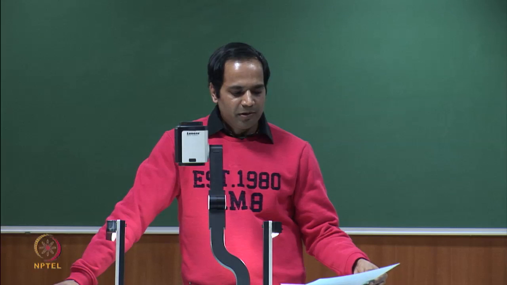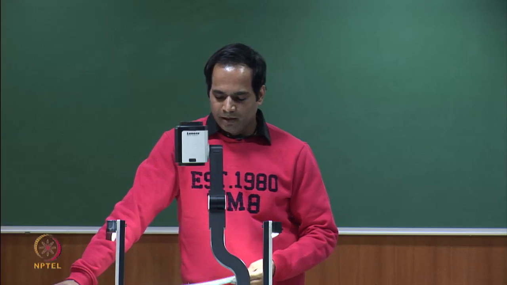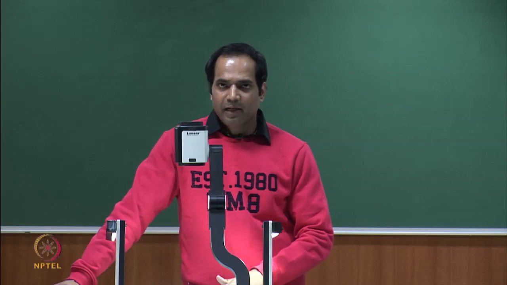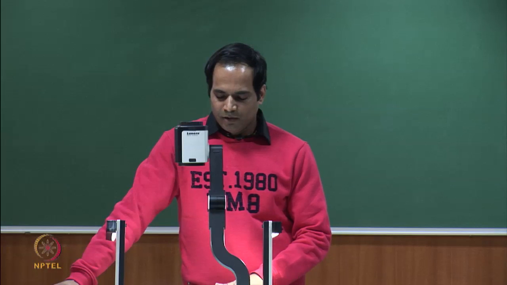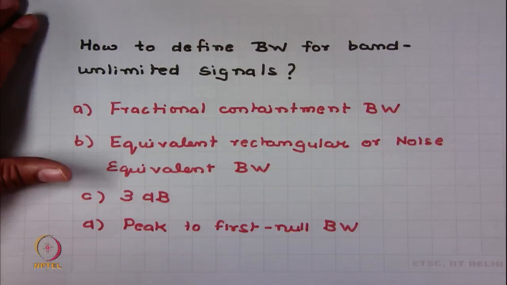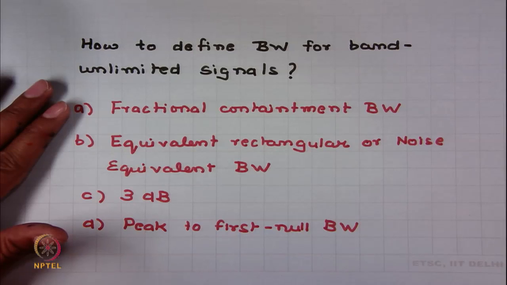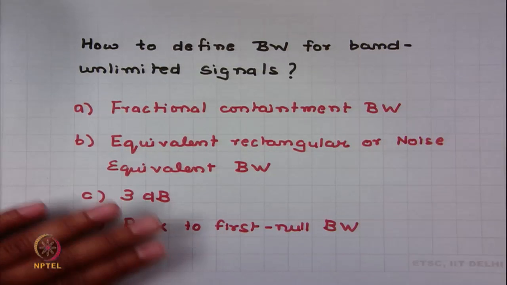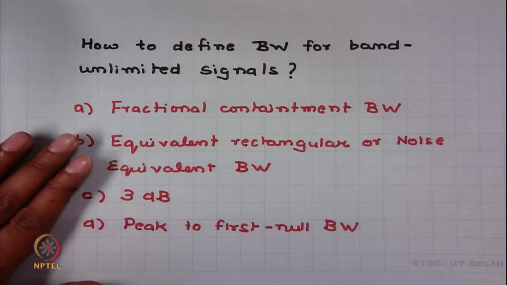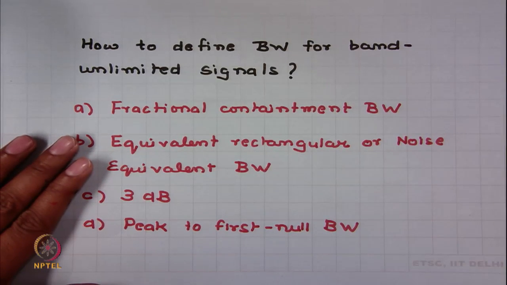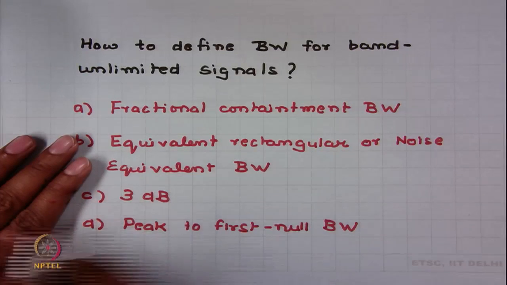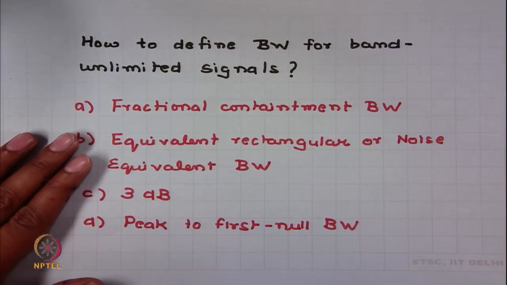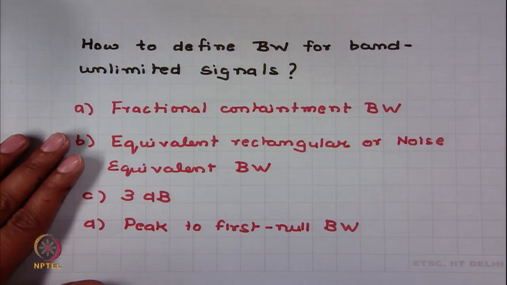and let us now try to define bandwidth for band unlimited signals. So, when we are thinking about band unlimited signals, there are various definitions of bandwidth that we can think about. We will take all these 4 definitions one by one. So, we have fractional containment bandwidth, equivalent rectangular bandwidth, 3 dB bandwidth, and peak to first null bandwidth.